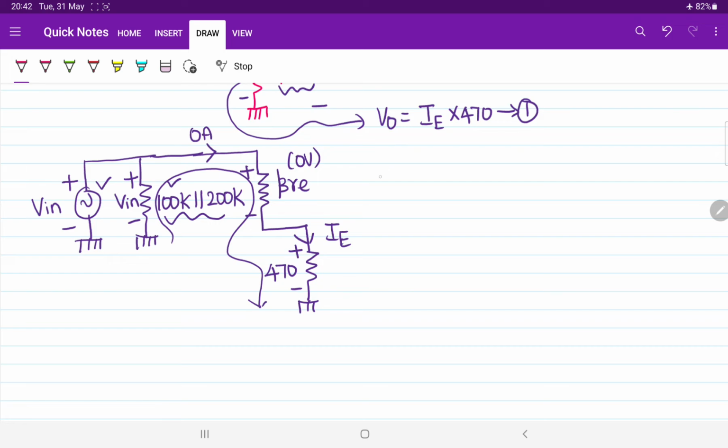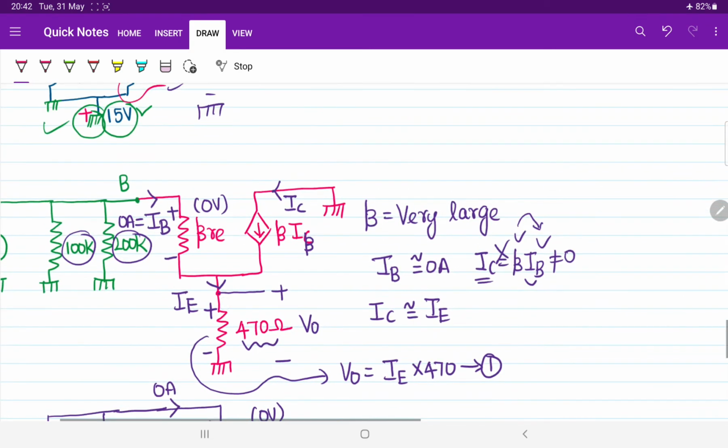So let us apply KVL. Minus input voltage plus, I am not considering beta times RE here because that value is 0 already, plus here we can consider 470 into emitter current IE equal to 0. From this, what is the value of input voltage? Input voltage equals 470 into emitter current IE. You can treat this as your equation number 2.